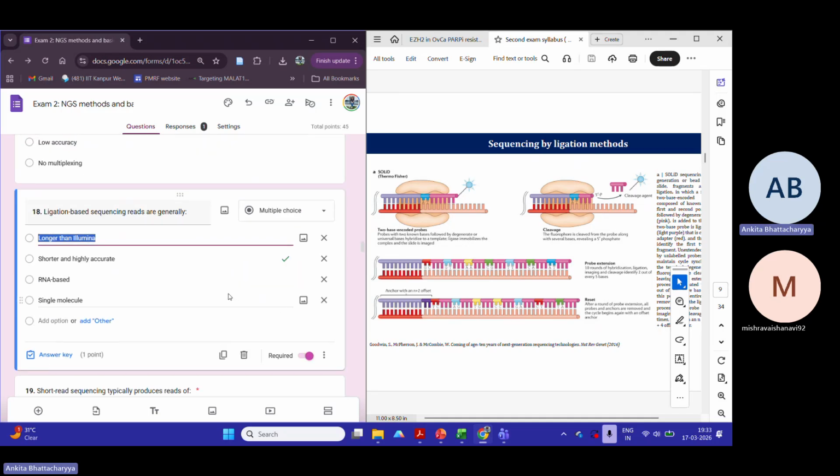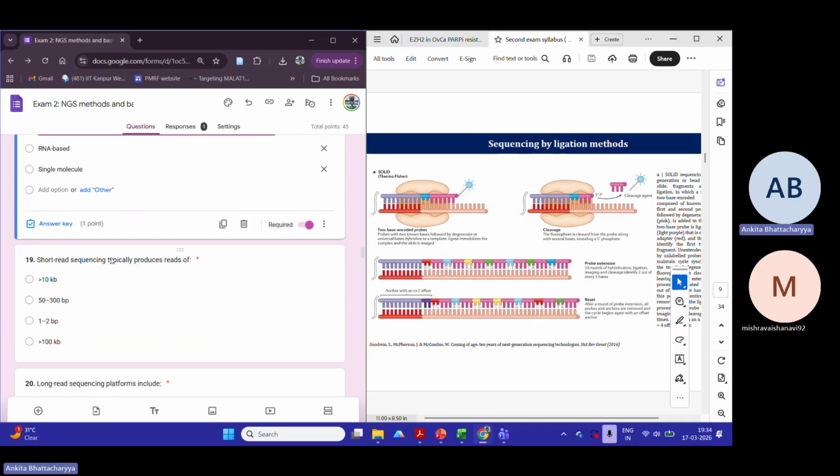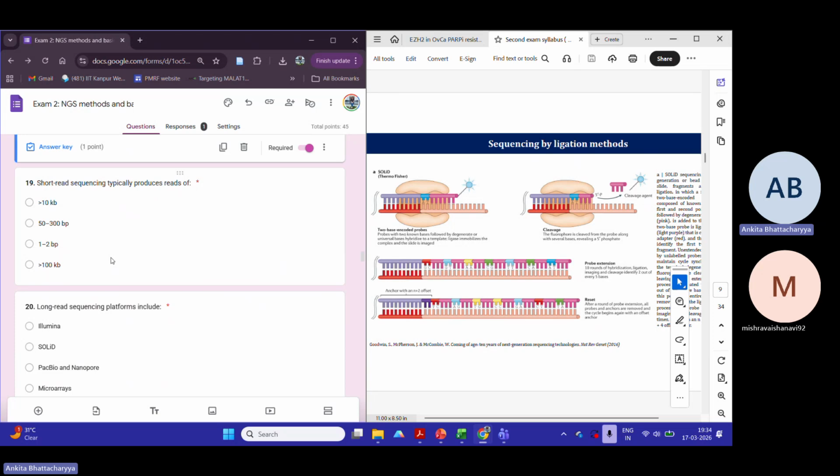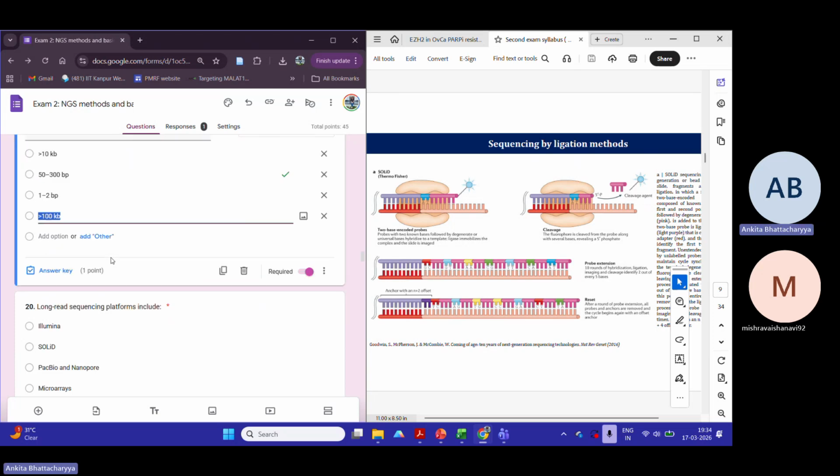Then you have ligation-based sequencing reads. Are they longer than Illumina? Possibly not. RNA-based, no. Single molecule, no. The correct option is that they are usually shorter, but they have high accuracy, but at the same time, the data decoding becomes complicated. Then short read sequencing, typically what length of bases does it produce?